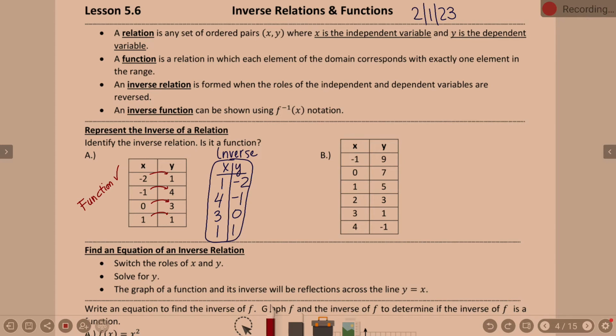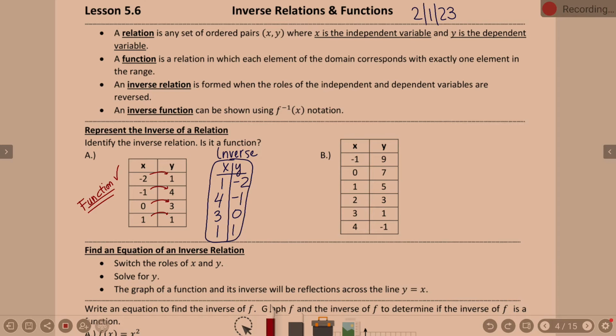Okay. It doesn't matter about the range repeating. The idea is that each x value pairs with just one y value. That's what I want to say.